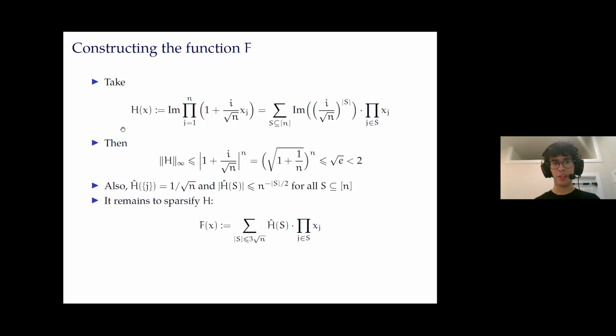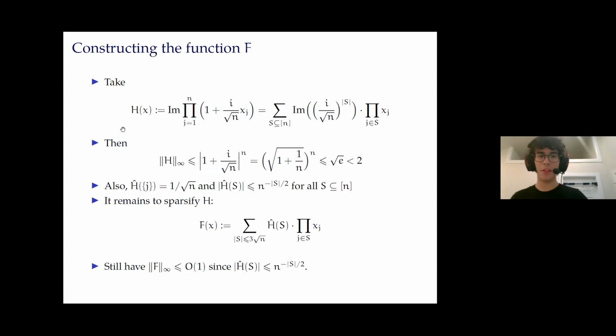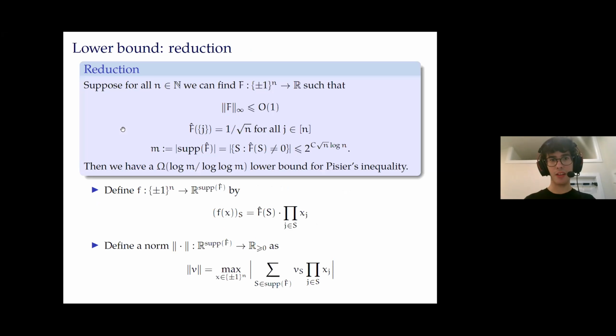So what do we do? We sparsify. So basically we just take all the small size sets. There's going to be around n choose square root n of them. And what we need to do is argue that the L infinity norm of this function f still does not change too much after you do this. The original h had a small infinity norm, and you can argue that if you ignore the higher order terms, it's not going to matter too much. And of course, the linear term is still 1 over square root n as we needed here.